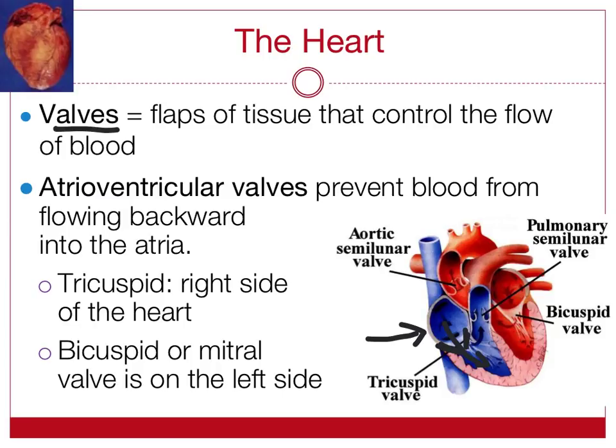So the two valves right here and right here that are between the atria and the ventricles are called the atrioventricular valves. Atrio meaning atria, ventricular meaning ventricles, so the name makes sense. They're preventing blood from flowing backwards into the atria. The one on the right side of the heart is called the tricuspid valve, and the one on the left side of the heart is called the bicuspid valve, or the mitral valve. The only difference between the two is the number of flaps they have. So the tricuspid valve has 3 flaps, the bicuspid valve has 2 flaps, but they perform a very similar function.